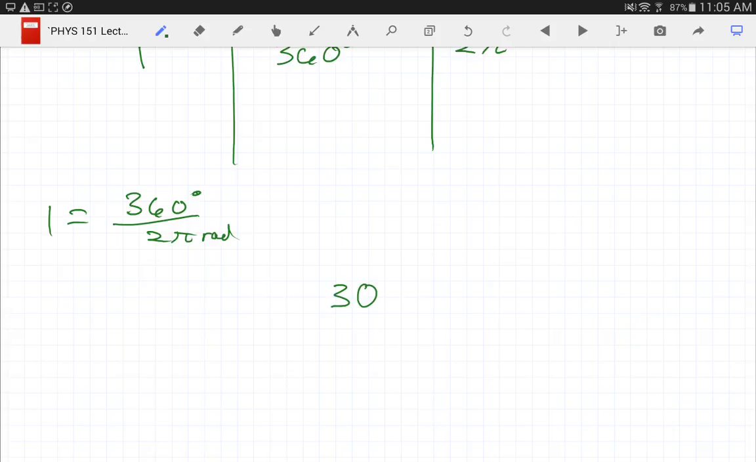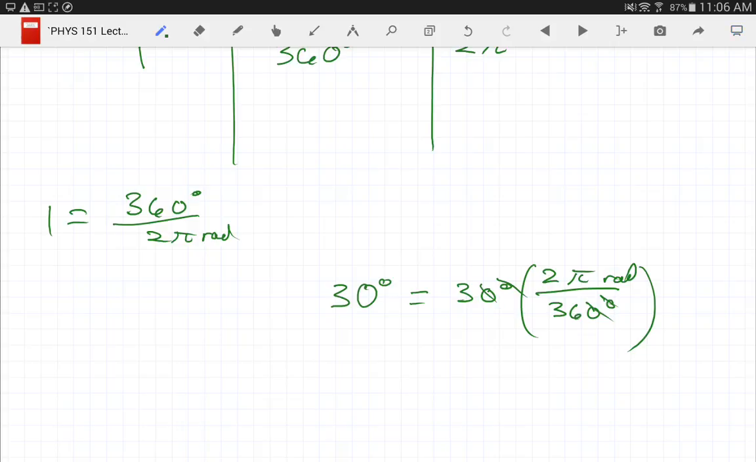How many radians is 30 degrees? What do I have to multiply it by? 2 pi radians divided by 360 degrees. My degrees will cancel now. 3 divided by 36 is 12, so this is going to be 2/12 pi, or as I heard somebody correctly say, pi over 6 radians.